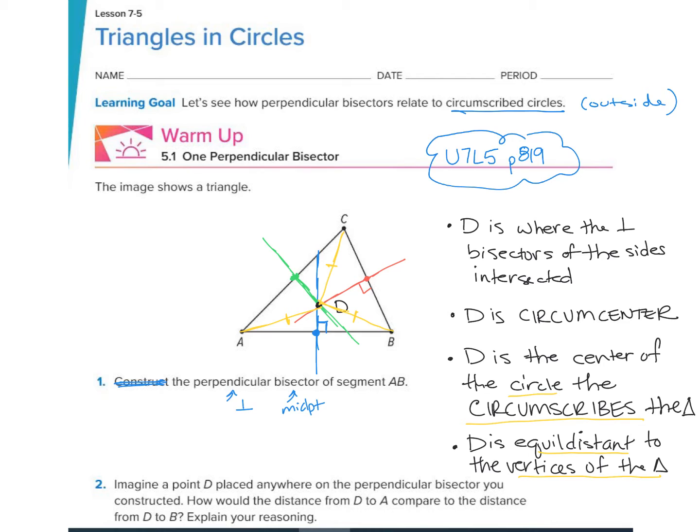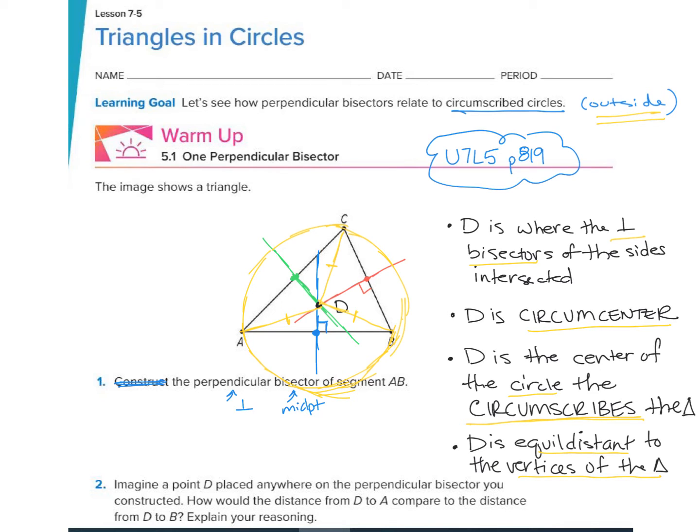So let's attempt to sketch a circle with that yellow radius and a center of D. It would go through all three vertices because it would have that yellow radius coming all the way around. I'm sure your circle looks so much better than mine. But this circle is on the outside of the triangle. Remember, to circumscribe means to be on the outside. And we call D the circumcenter. It's the center of that circle that circumscribes the triangle. And we created D because it was the intersection of the perpendicular bisectors.